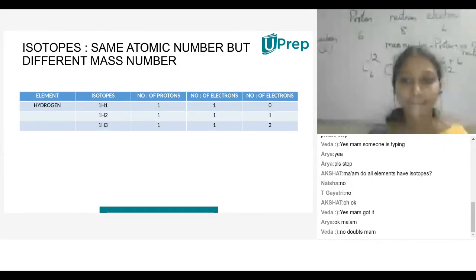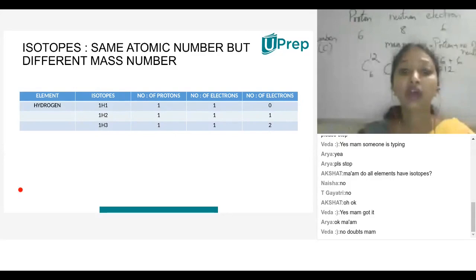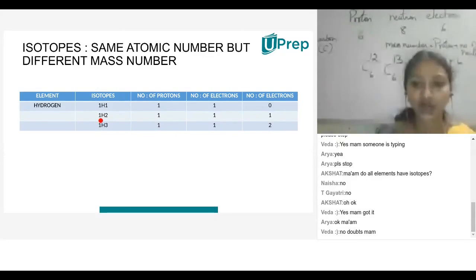Why, ma'am? What do those few elements have in common? Like carbon, hydrogen, chlorine, and a few more elements. I'll give you that chart also so that you'll have an idea. Now we understood the arrangement of 1H1, 1H2, 1H3. Here 1, 2, 3, the increasing number, is nothing but the mass number. How is the mass number formed? By the addition of proton and neutron, not electron. Here this one is neutron. In the slide you can see over here, this is neutron, not electron.